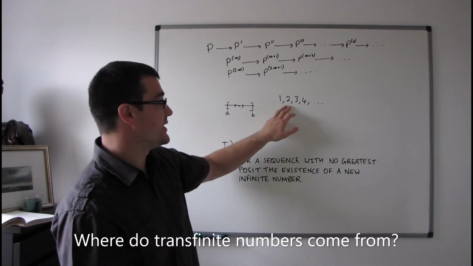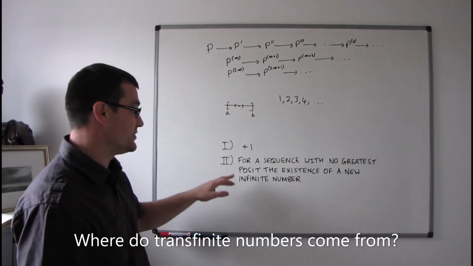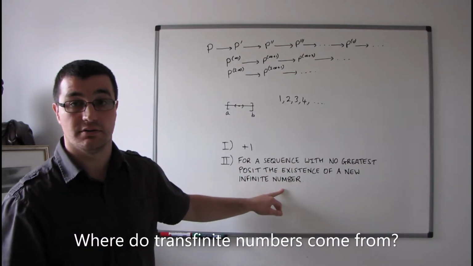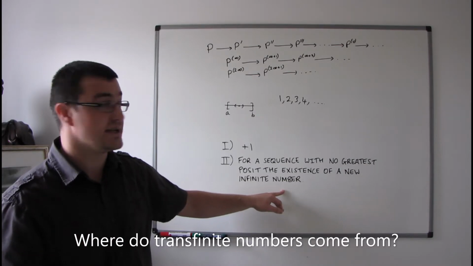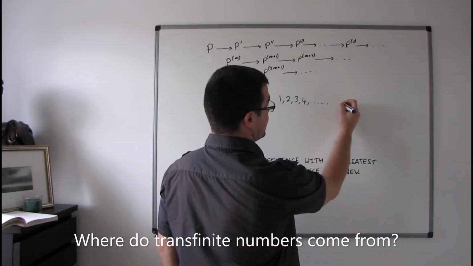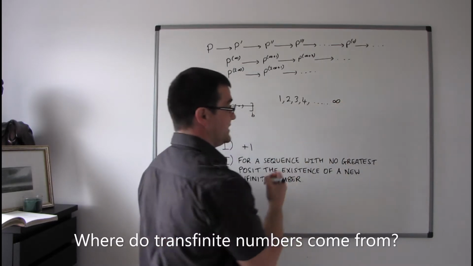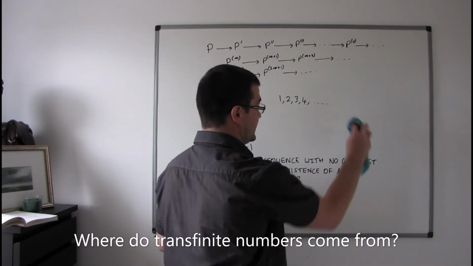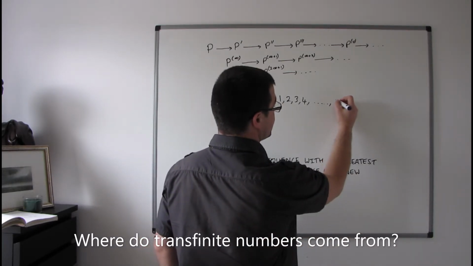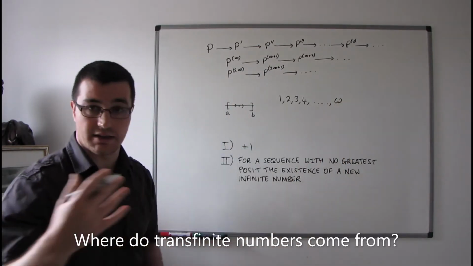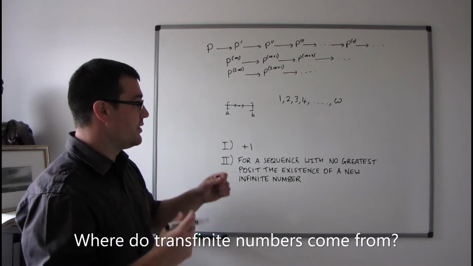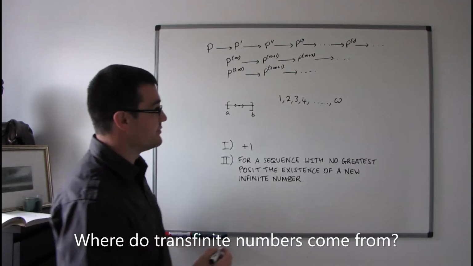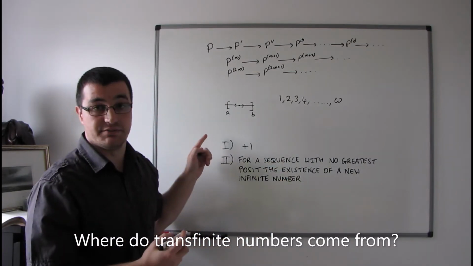But what we can do is use what's called Cantor's second principle of generation, which is, for a sequence with no greatest, posit the existence of a new infinite number. And this doesn't lead to logical contradiction. So we can posit the existence of an infinite number, infinity. But in fact, we're not going to use the symbol infinity. We're going to use the symbol omega. And I'll be explaining briefly later in this video why the symbol omega was chosen instead of the usual infinity symbol. Then we can go back to the first generation principle.